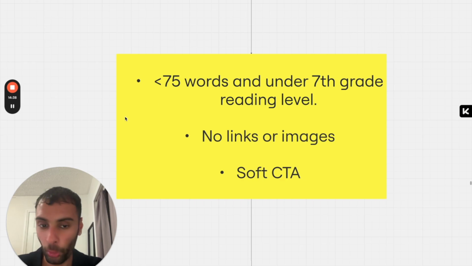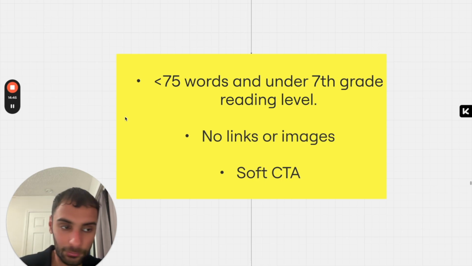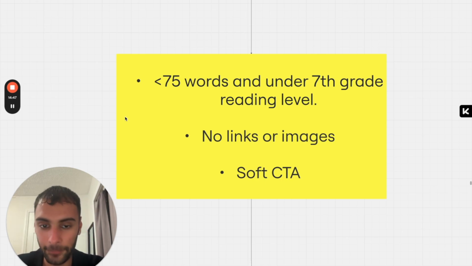No links or images in the email itself. If you send a link, if you send an image, Microsoft and Google are going to think you're sending out spam or phishing stuff. It's not good. Just don't include it.